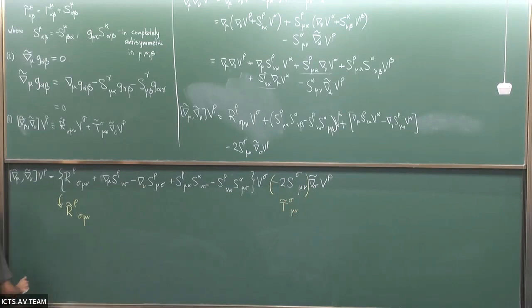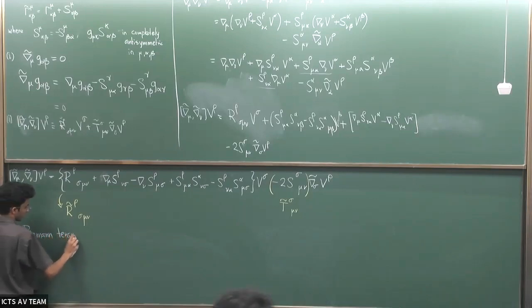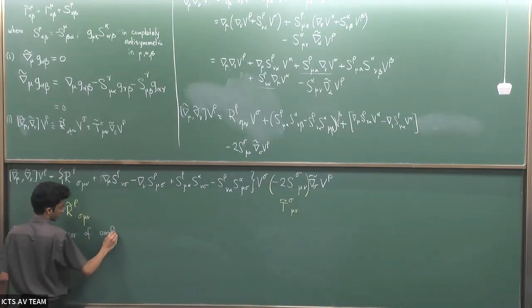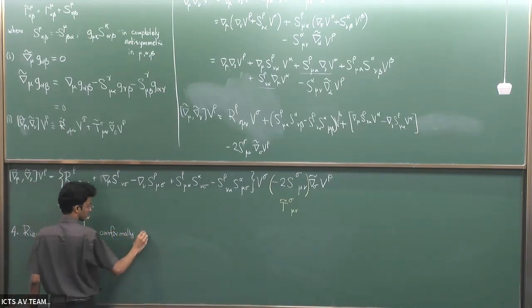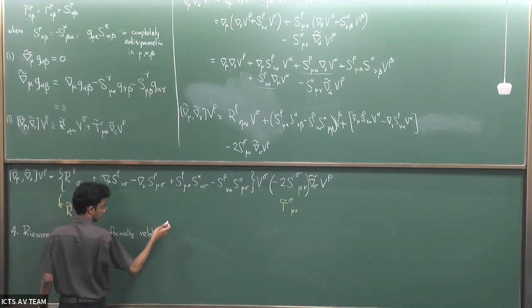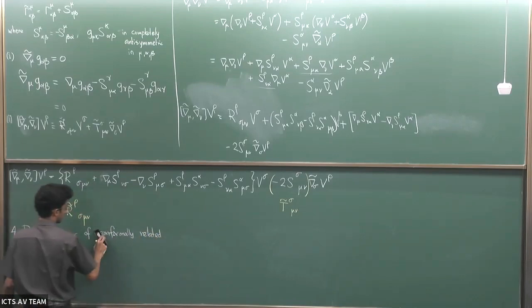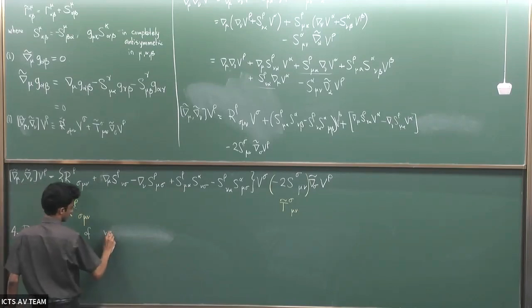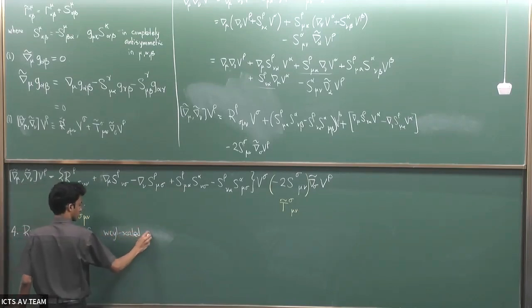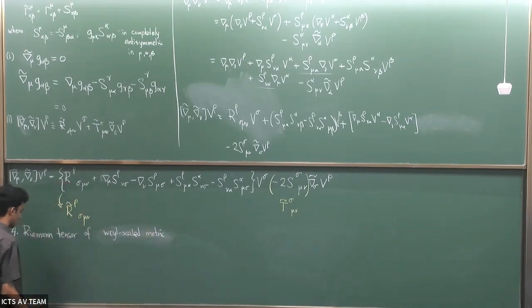Now let me go on to the fourth question. Okay, second and third we will do. Fourth question is about trying to compute the Riemann tensor of a conformally related metric, or Weyl scaled metric. Weyl scaling is basically this phi coming out, which is what that means, just a fancy name for this.